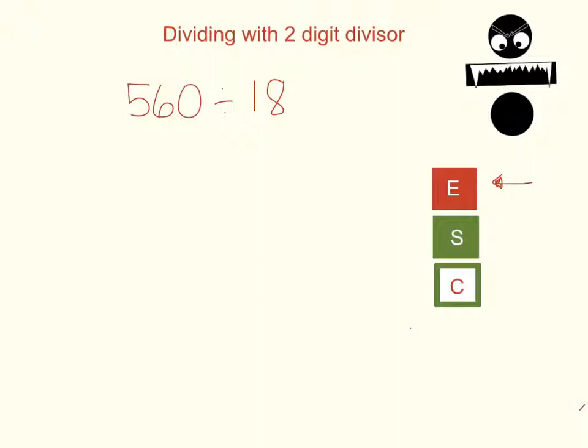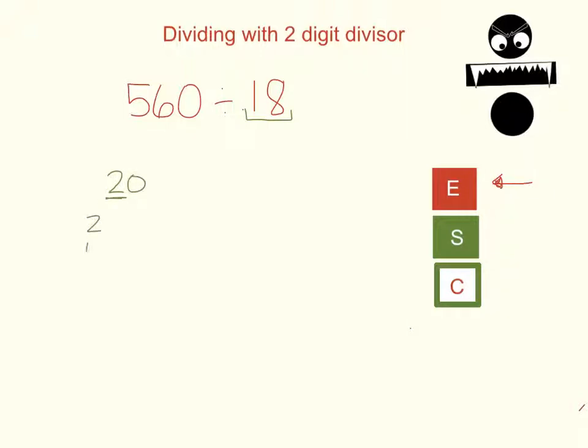I need to do my estimate first. So as a refresher, to do an estimate, step one, round the divisor because it's a two-digit divisor. Otherwise, if it was single digit, we'd leave it the same. Round to the nearest 10, which would be 20. Then I'm going to list the multiples of 2.